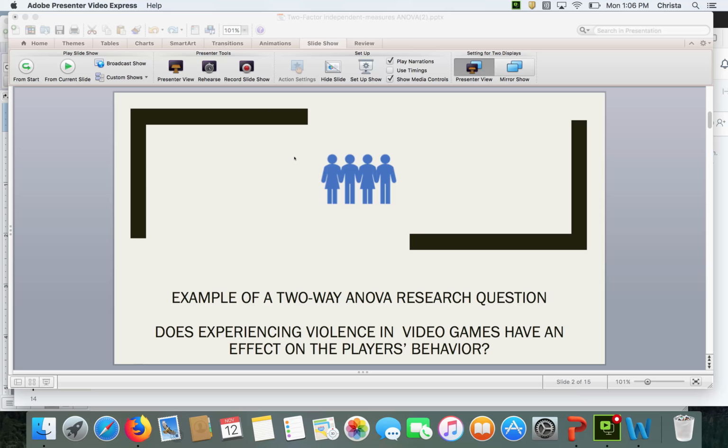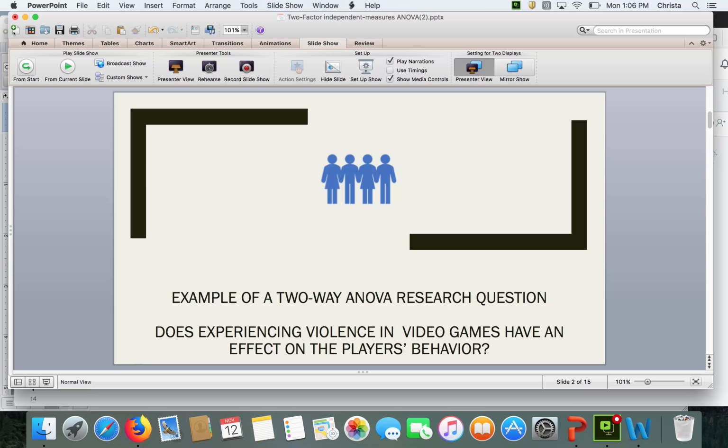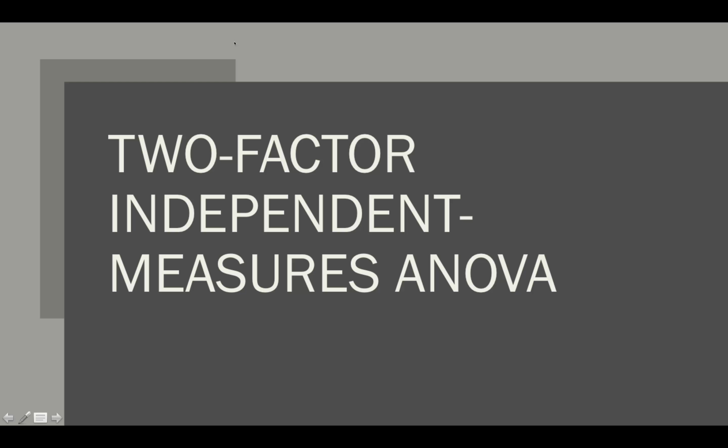So I'm just going to go back to the start. We're looking at two-factor independent measures ANOVA. Before, we were looking at one-factor independent measures, right? So we were looking at how one factor, or one independent variable, would have an effect on a dependent variable. So it's really similar to the t-test that we did before, specifically the independent t-test.